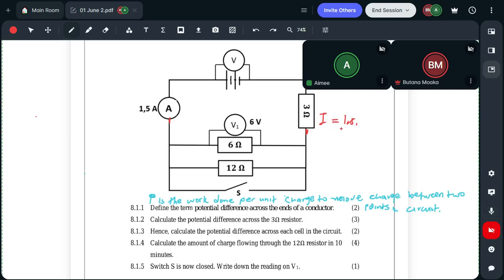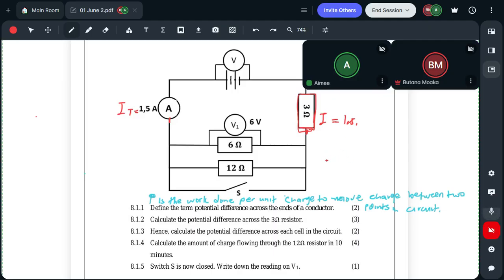This is the total current, the IT. This is your total current. The 3 ohm resistor is going to read what? The total current, 100%. So we are saying that the 3 ohm resistor is in series with what? It is in series with the parallel network. So the same total current is going to flow through that 3.